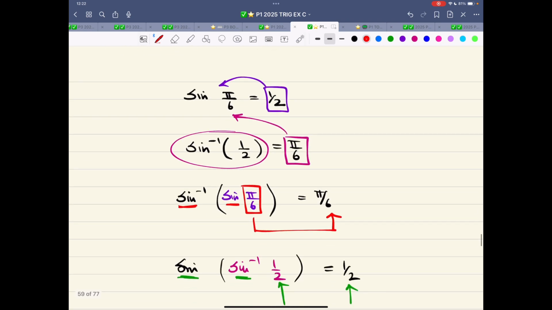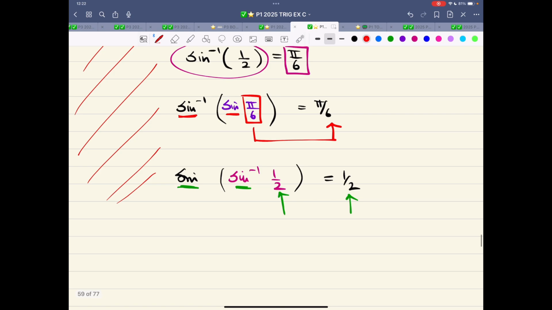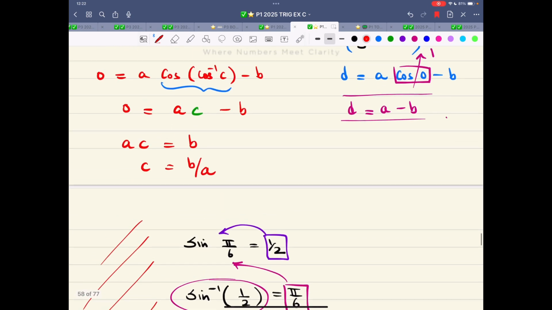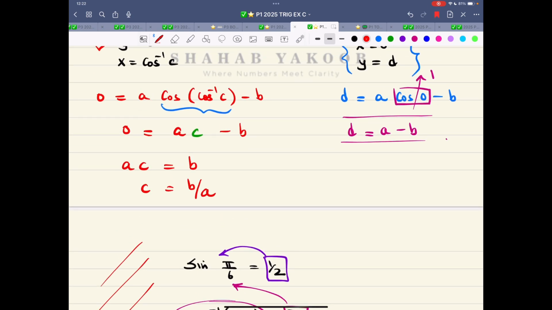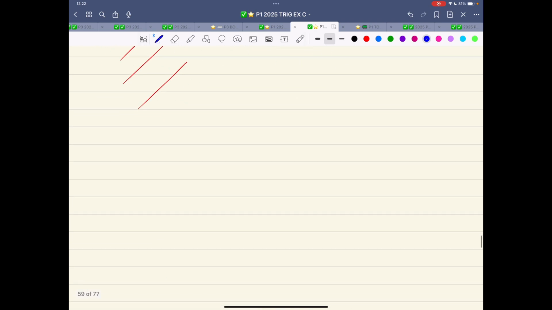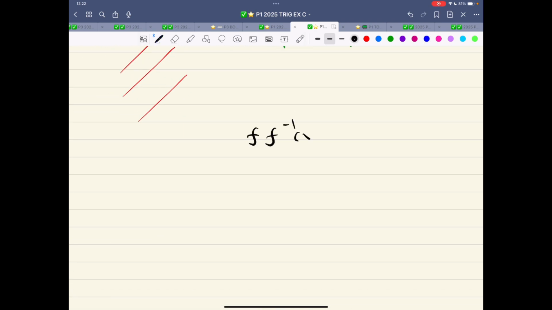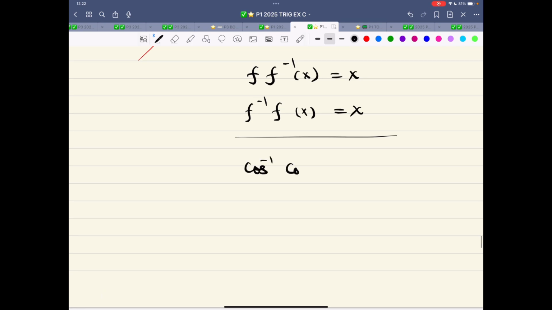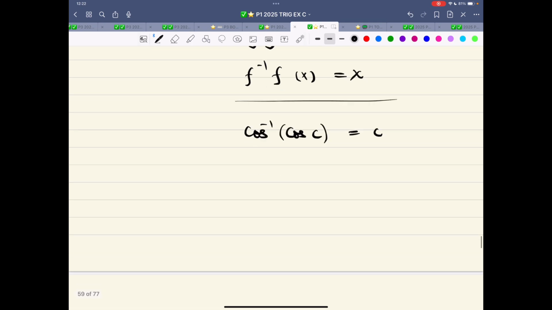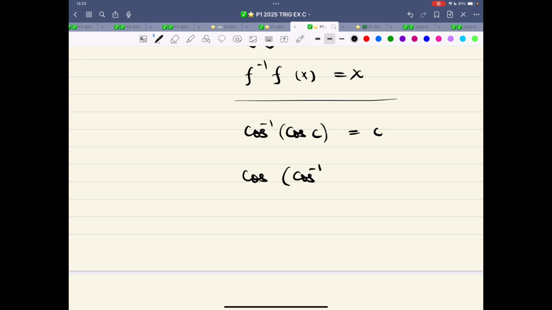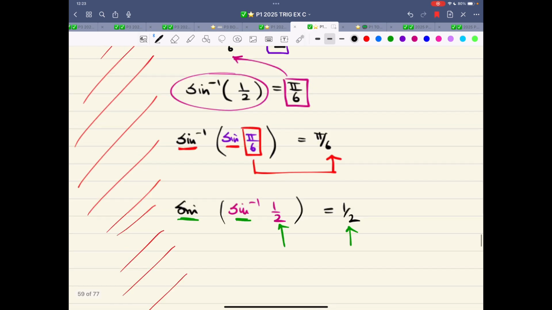Now this 2 mark question, all this knowledge was needed for it. Without this knowledge, you won't be able to solve this question. Technically, this is for 1 mark, and this is for 1 mark. But you have to understand this background knowledge, that f of f inverse x equals x, and f inverse of f x equals x. So therefore cos inverse of cos of c equals c, and cos of cos inverse d, let me write another number, equals d. So that is the logic over here.